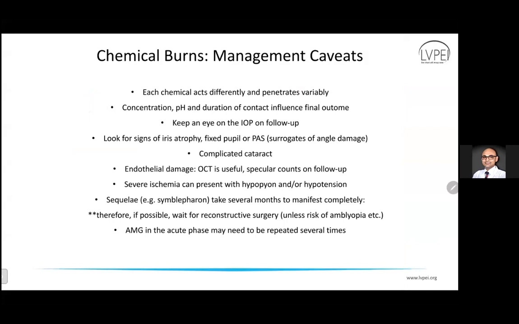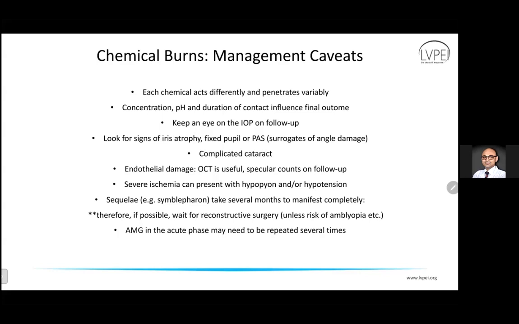The other things that are important before I quickly touch upon SJS: the reason that I'm mostly talking about burns and not so much about acute SJS is because you will hardly see acute SJS during your tenure here. Chemical burns is what you'll see most, but the principles are very similar. In chemical burns, also remember that each chemical acts very differently and penetrates variably, so you have to keep that in mind. It's very different for each individual case, so you should give each case the attention that it deserves. The concentration, pH, and duration of contact influence the final outcome because that determines how much ischemia these patients develop.